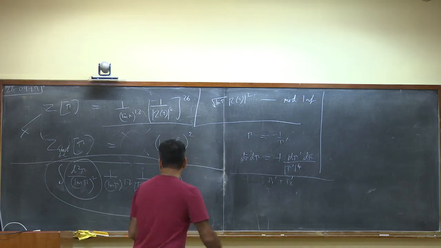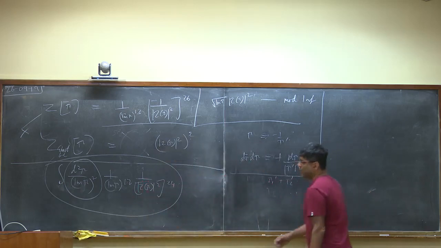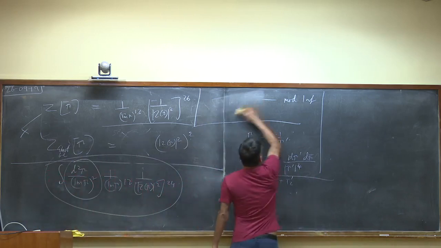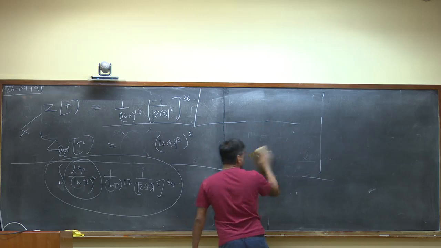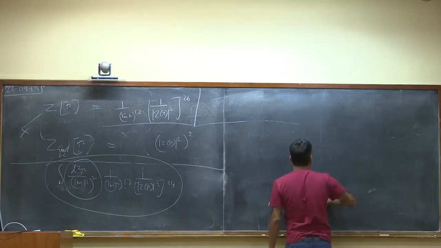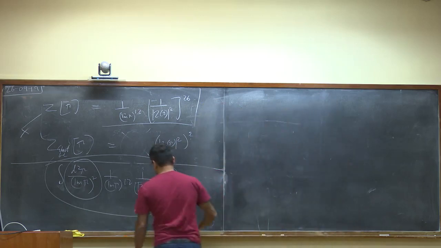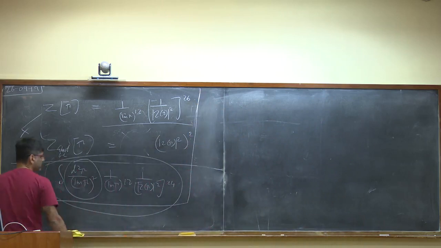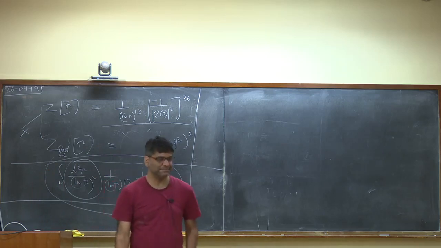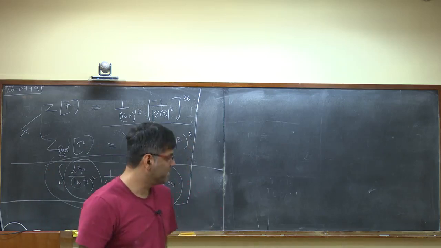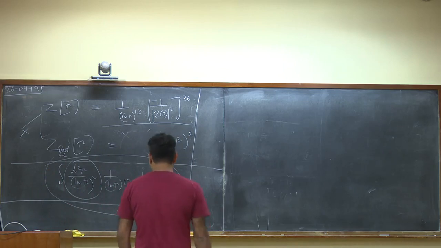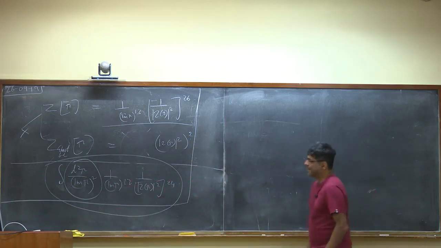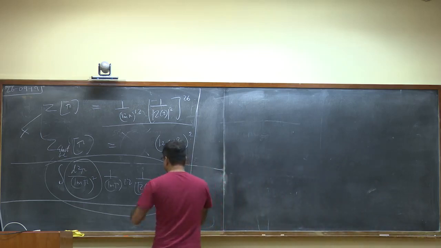Okay, great. So the first question that we're going to ask is, what is the range of integration? What is the range of integration of this tau parameter?